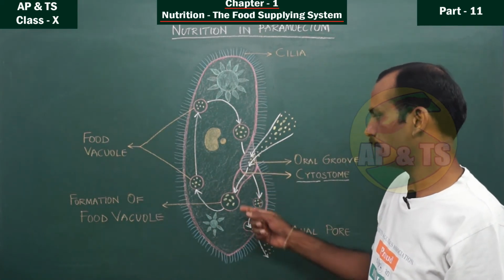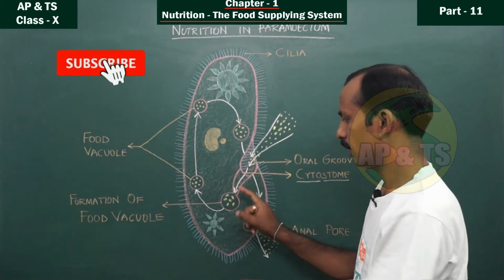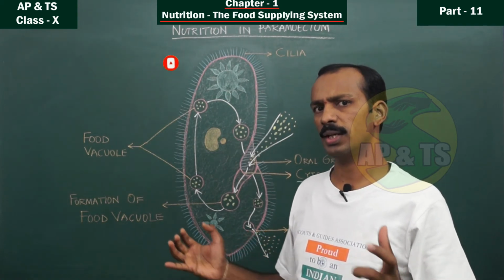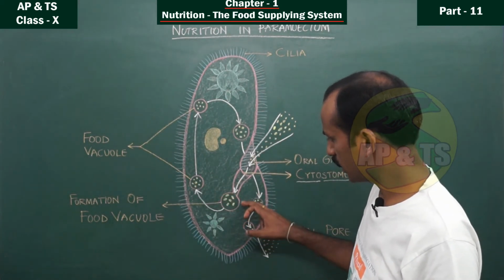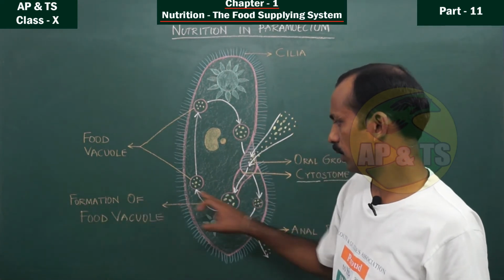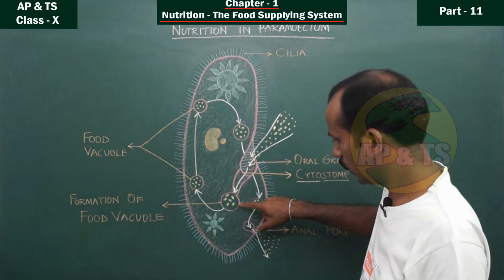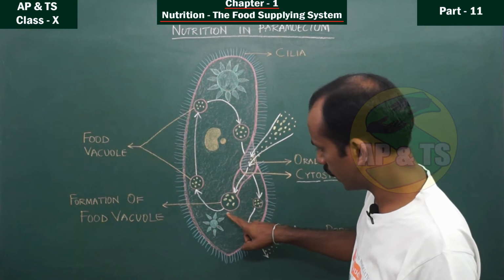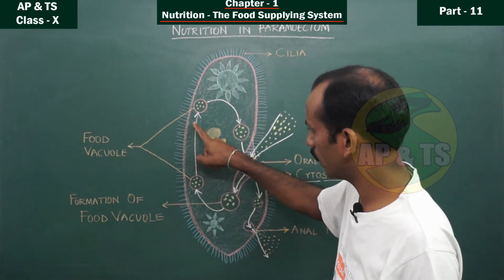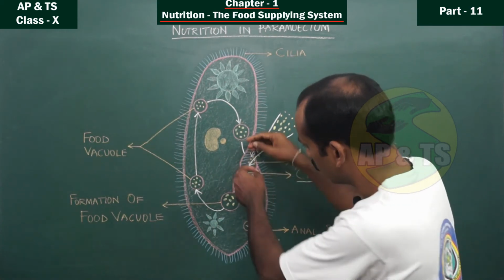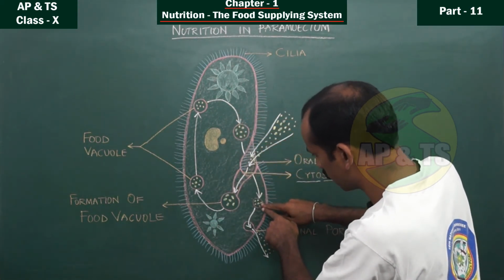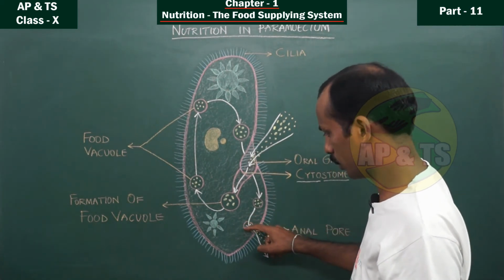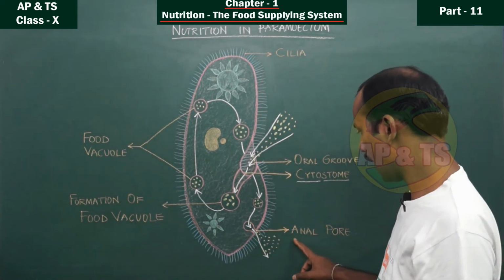What is that vacuole called? Food vacuole. Whatever the food is there, a membranous or sac-like structure covers it, and this is called food vacuole. So how the food vacuole is formed, you can see here. This food vacuole will move through the cytoplasm in this manner, from this side to this side, again from the back slowly it comes towards this side, and at last through a pore or an opening, this is called the anal pore.